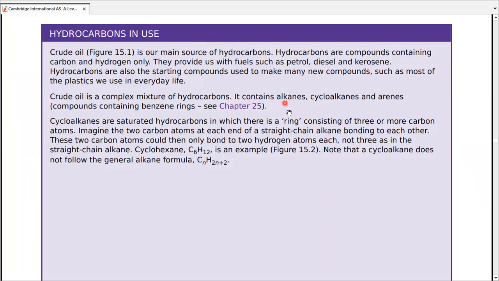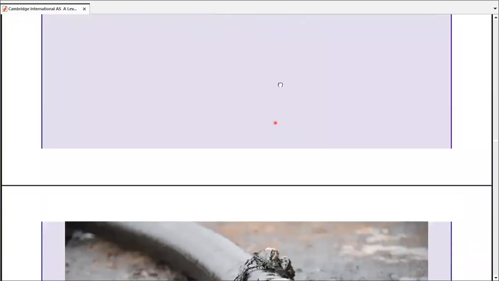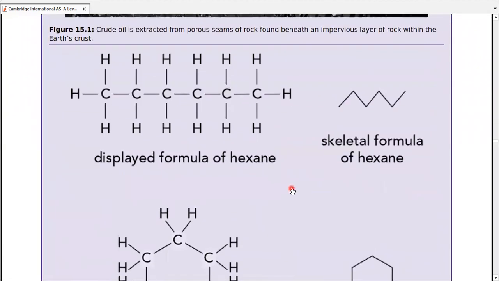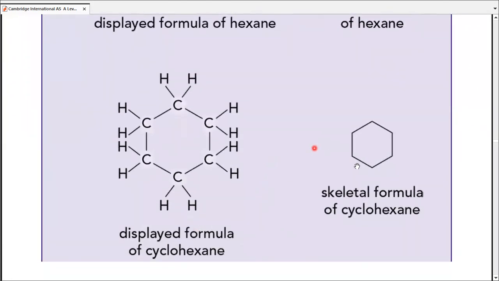So moving on, cyclohexane, C6H12, is an example. Note that cyclohexane does not follow the general alkane formula CnH2n+2. Instead, cycloalkanes tend to follow CnH2n, which we have discussed before. Now, this is the example for cyclohexane and its skeletal formula, and then cyclohexane and its skeletal formula.